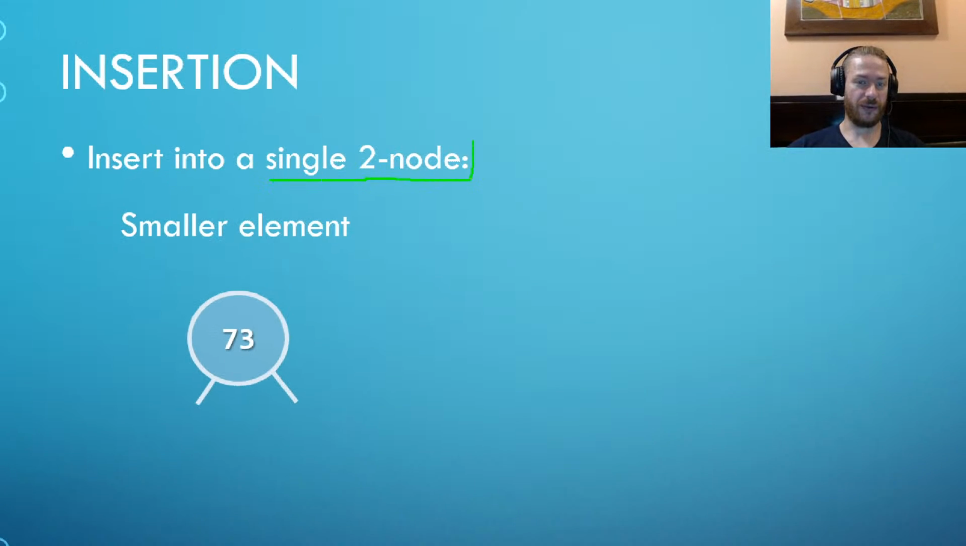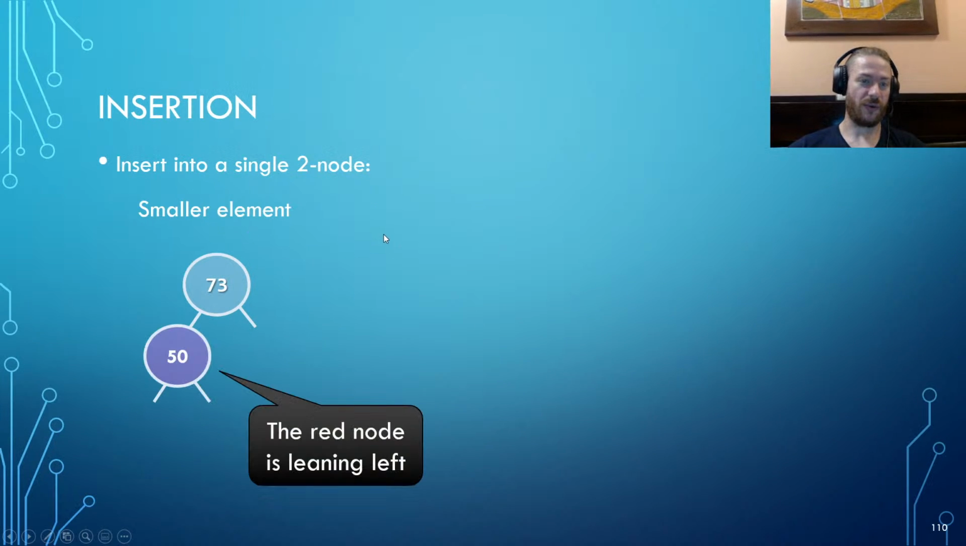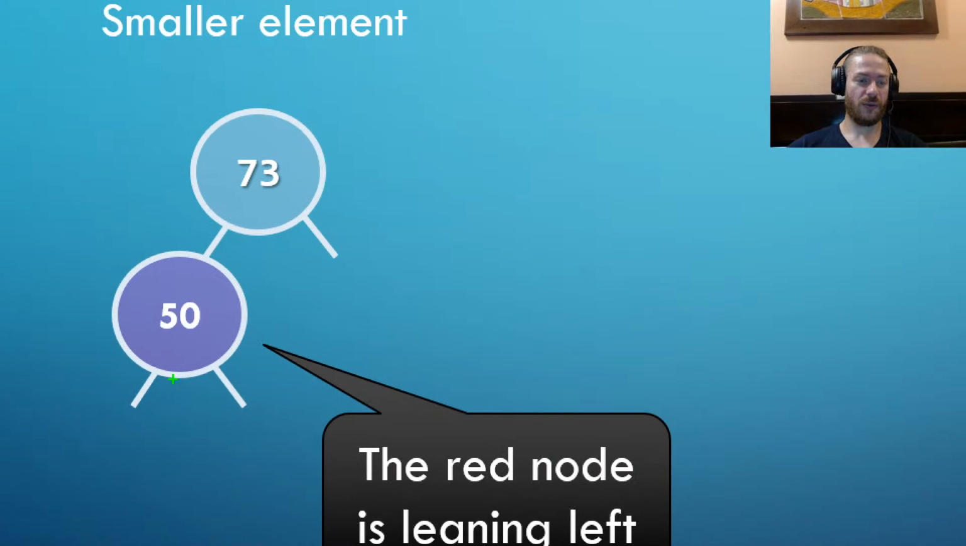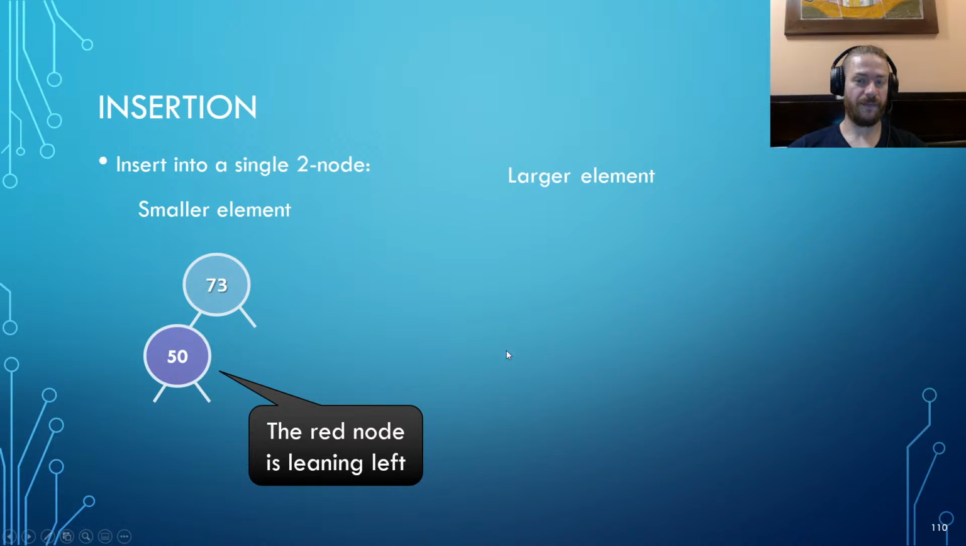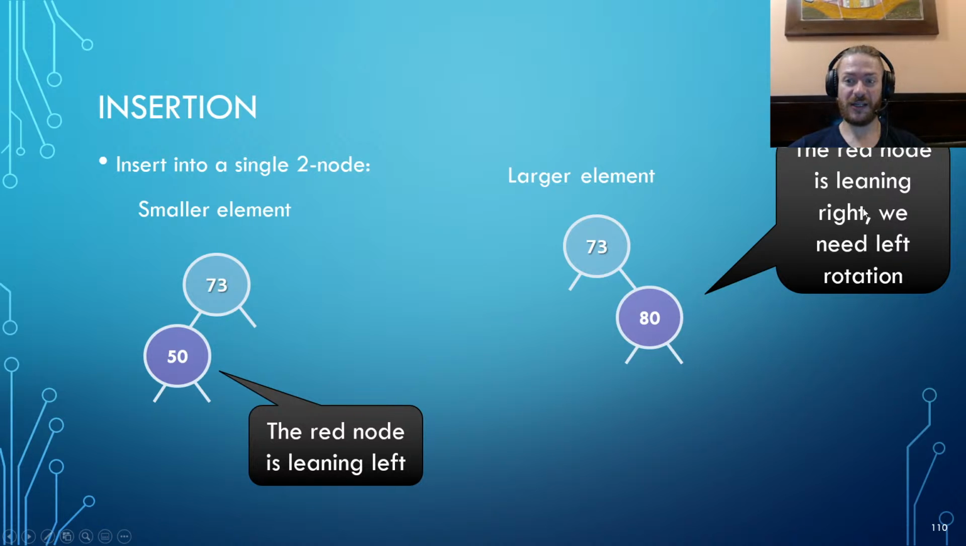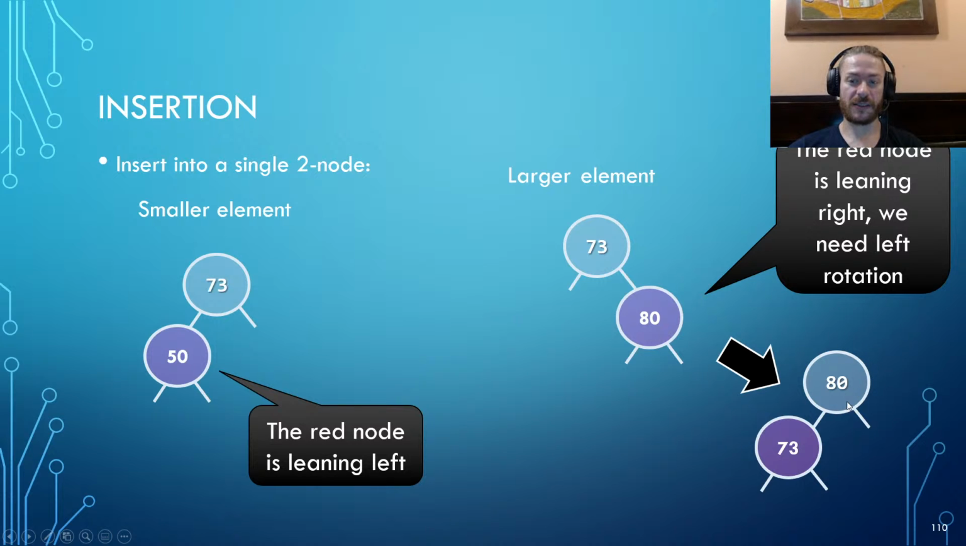Inserting into a single two node, because remember, a red-black tree is actually a B tree, so it has two nodes and three nodes, like the B tree. So if we want to insert a value, if it's smaller, we add a new red node here and add the value. If it's larger, we need to add it here, but the red node is leaning right, so we need to rotate it. And we do it like this. So every time we find a red node on the right, we need to rotate the parent.